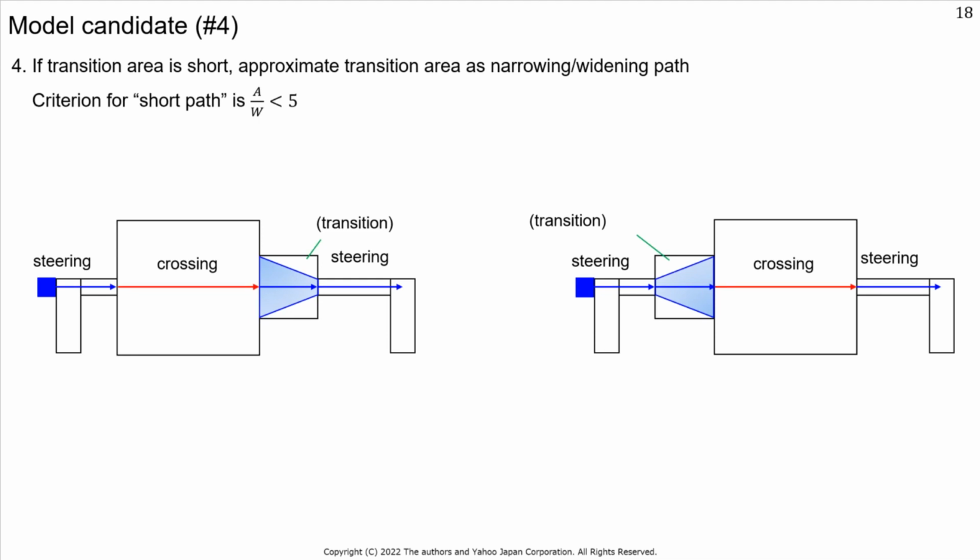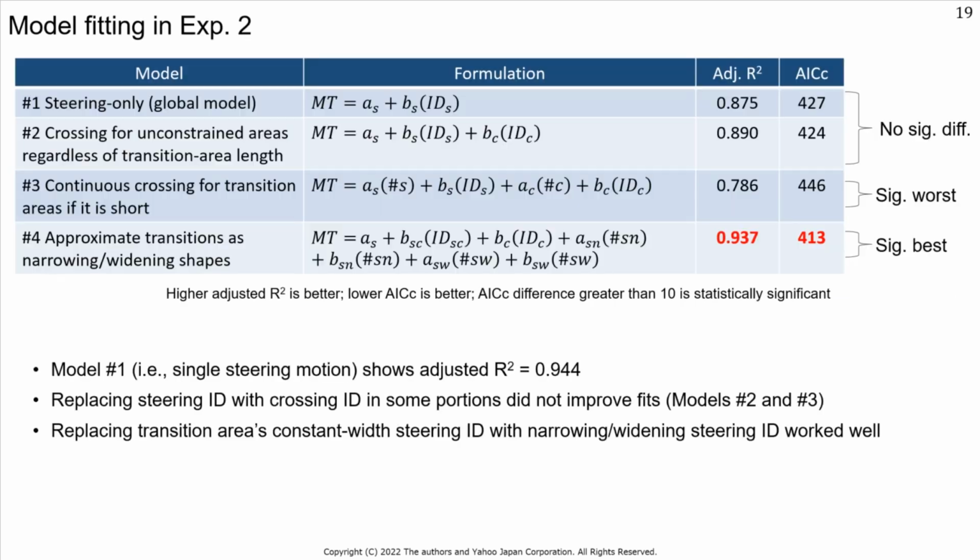The final model number 4 is to approximate the transition area as a narrowing or widening path. This model assumes that the speed changes more gradually in the transition area, which reflects the actual speed changes as we observed in the speed profiles. This is a comparison of the 4 model candidates. Our hypothesis was that replacing the steering ID with crossing ID in the unconstrained and transition areas improves the model fits. However, this hypothesis was not supported.